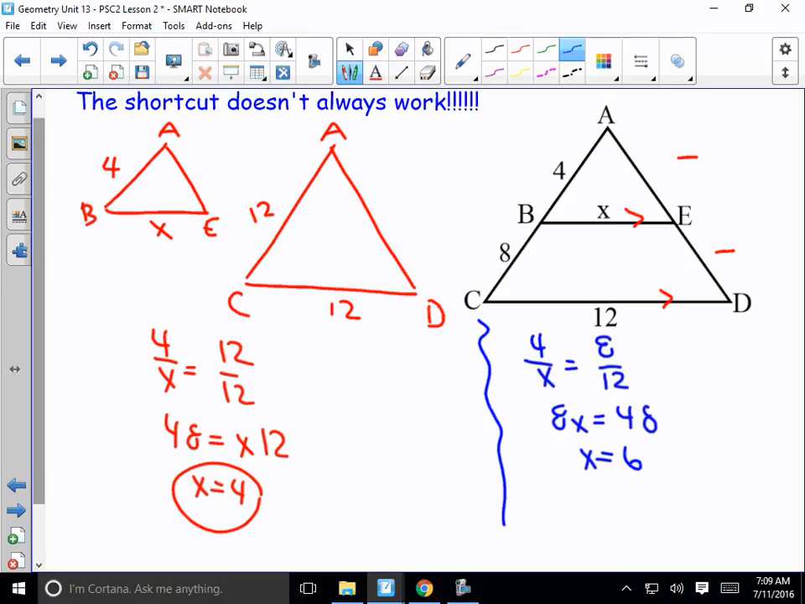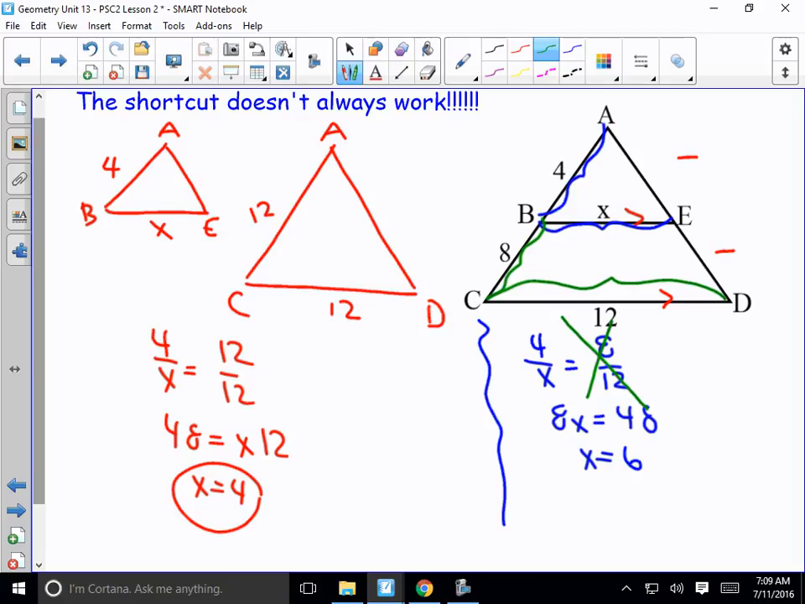Okay, so when I'm talking about 4, 4 is the entire length of this side of the triangle. X is the bottom. Okay, now notice what happens when I go over to this side. 8 is not the full length. It is only part of the triangle. But when I have 12, I'm using all of the base. Okay, that's why that proportion does not work in this situation.